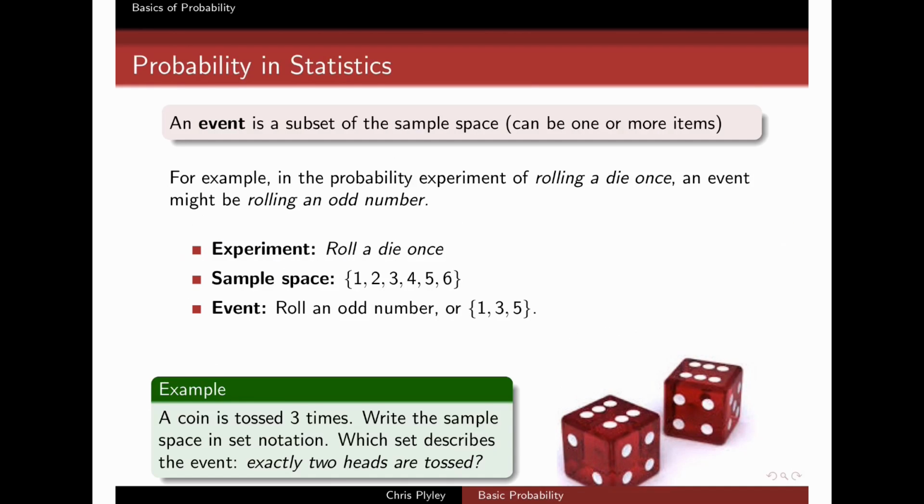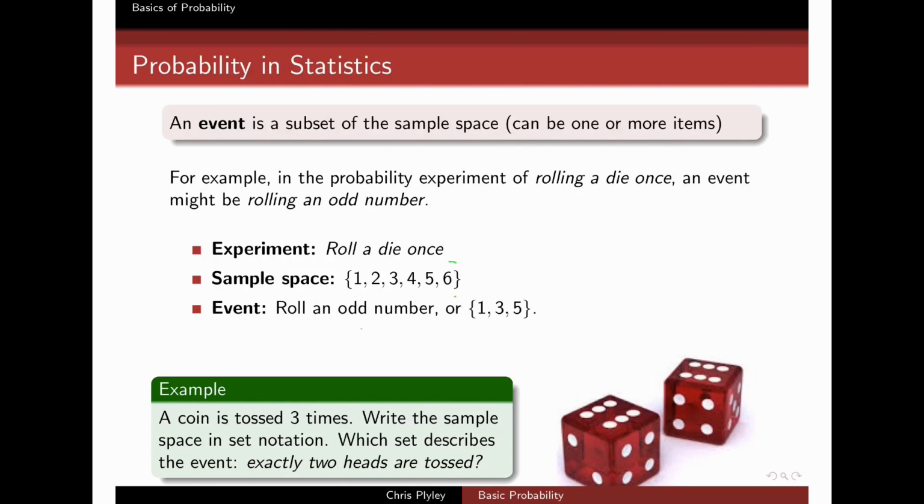And so when I collect multiple outcomes, a subset of my sample space together, we call this an event. So the event would be rolling an odd number, or the event could be rolling a 6 or a 2, or whatever. And so I can always express an event as just a subset of the sample space. Here 1, 3, and 5 is a subset of the bigger sample space 1, 2, 3, 4, 5, 6.